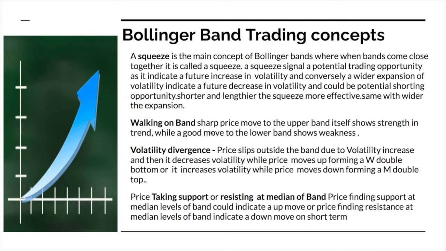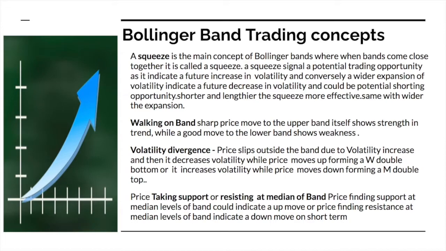Walking on the bands is when you see the price moving along the band, either down or up. Then there is volatility divergence, which you will understand in the charts. The price slips outside the band once, and then the volatility will increase, then the volatility will decrease while the price increases. So there is a divergence. This is similar to the W pattern and the M pattern.